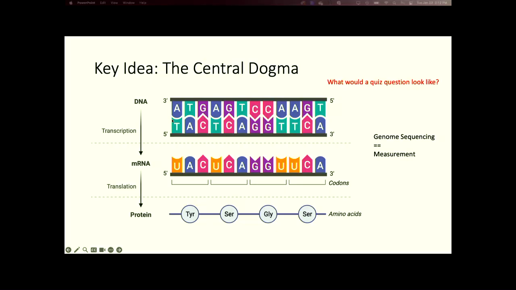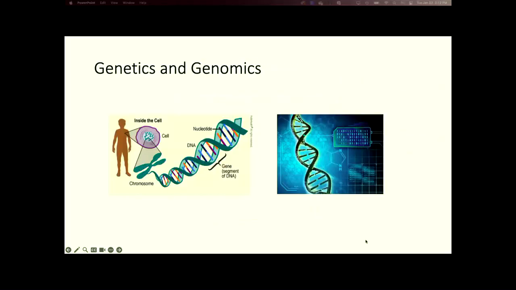Almost every year there's a short answer question to make sure you understand the central dogma of how DNA is transcribed into mRNA, which is then translated into amino acids, which are made into proteins. And so we can measure DNA and mRNA with sequencing, and do more advanced imaging and mass spec-based measuring approaches to measure protein.